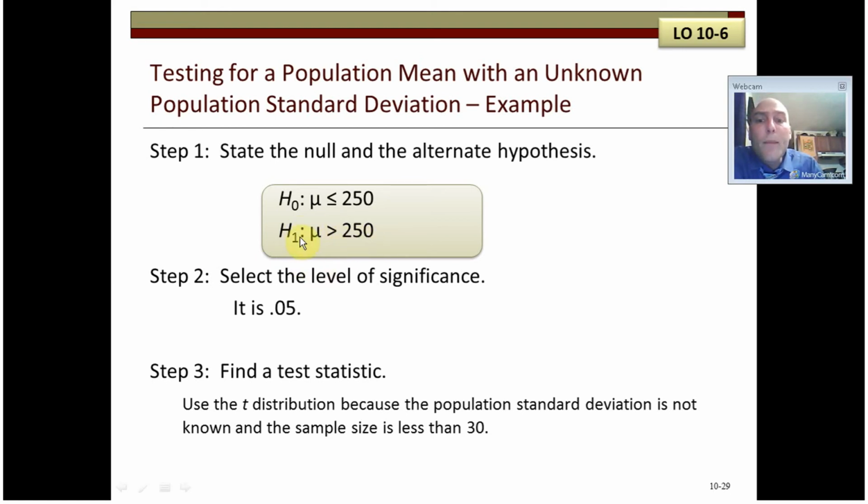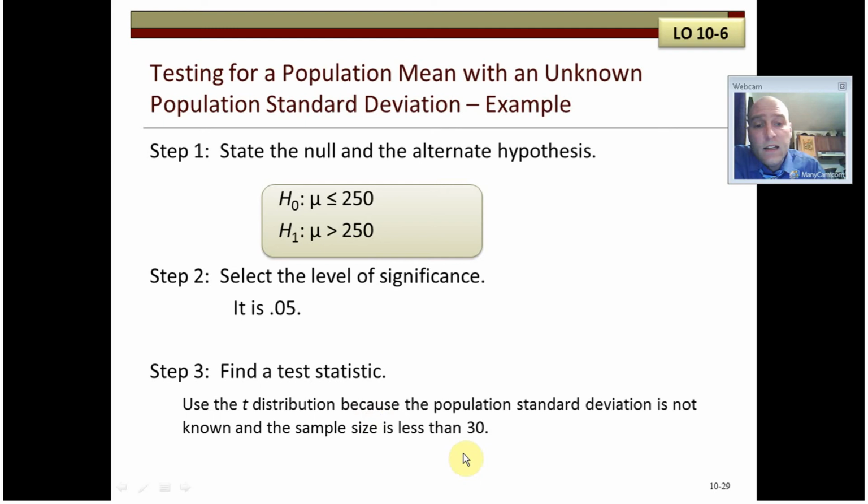Is the new population mean greater than 250? Hey, that means a directional hypothesis with the tail on the right. Why is the tail on the right? Because the inequality points to the right. The null hypothesis is everything else. The level of significance is declared for us, 0.05.